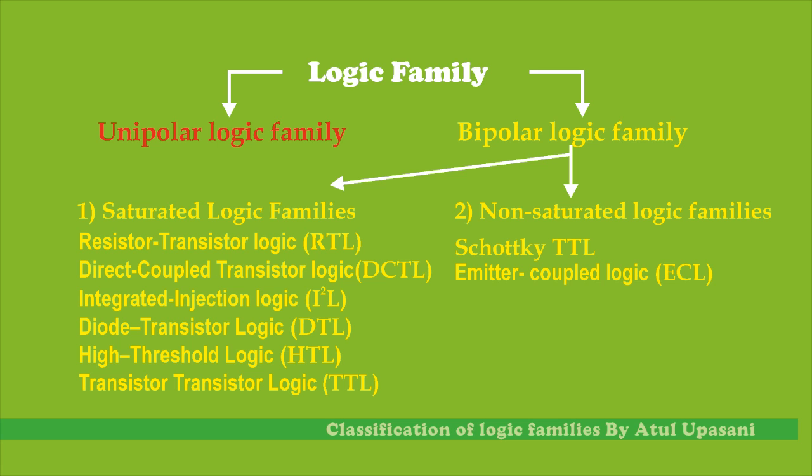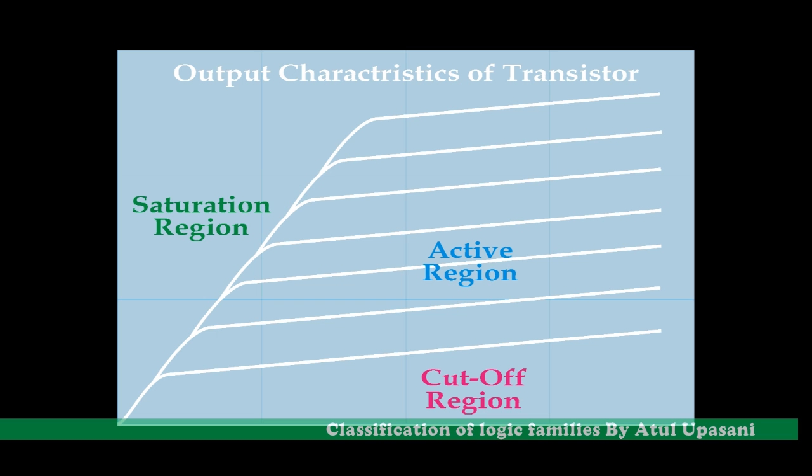First type is the saturated logic families. Now what do you mean by saturated logic families? In 11th, when we studied the input and output characteristics of a transistor, we saw a graph indicating the saturation region, active region and cutoff region. That means the transistor can be operated in three regions: saturation region, cutoff region and active region.